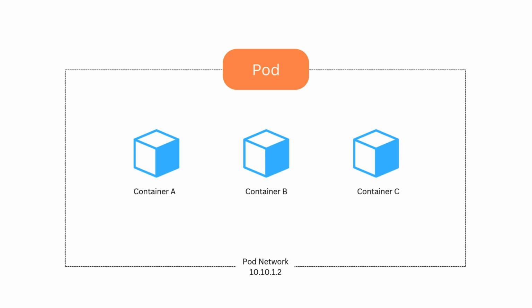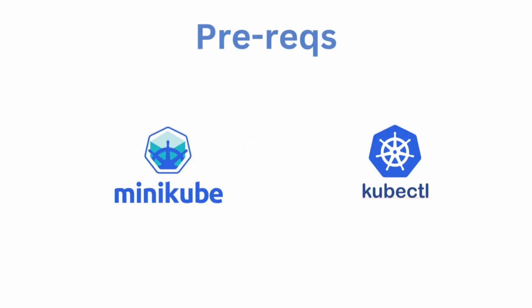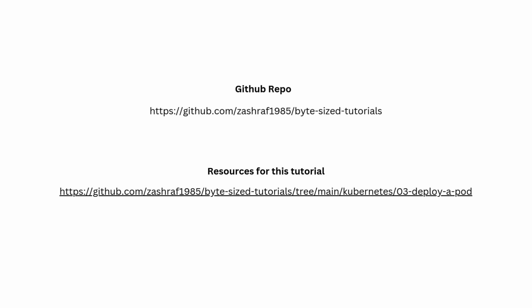Each pod has its own IP address, making it possible for containers within the pod to communicate with each other easily. Before deploying a pod, make sure you have Minikube and kubectl installed. These are prerequisites for setting up a local Kubernetes cluster and interacting with it. You can find the setup instructions in this tutorial's README file here.